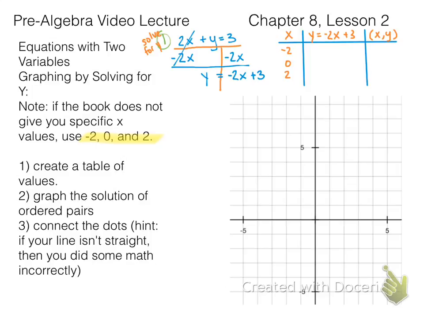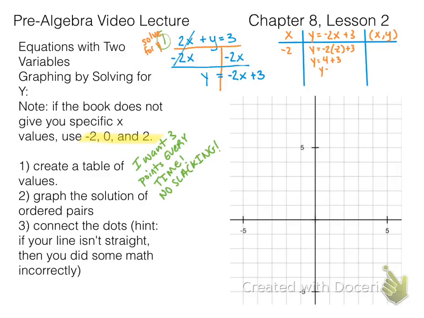And the other thing is that I want 3 points every time. No slacking. All right, let's pause that for a second because I'm getting ahead of myself. The reason I want 3 points graphed every time is because if you graph 2 points, you're going to automatically get a straight line when you connect the dots. This means that if you make a mistake, you'll never notice it. So by using 3 points, you will notice if one of them doesn't line up. Okay? So, all right, let's go ahead and do some math.